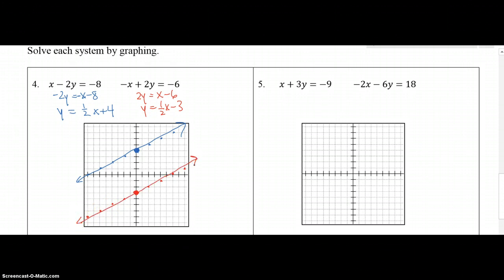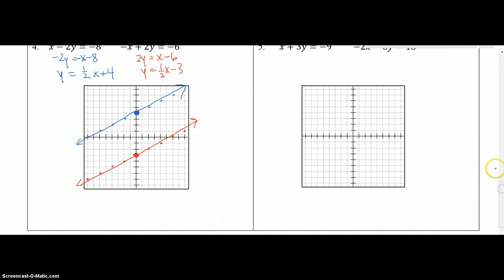So graphically, you can see that these lines do not intersect. So what does that mean? No solution. They are parallel. And if you look at them algebraically, so if you look at the slopes, the 1/2, you will see that the slopes are the same. The y-intercepts are just different. So it's shifted. Questions about that?